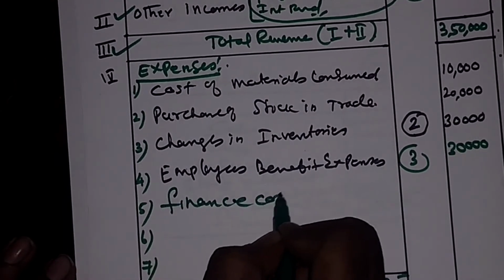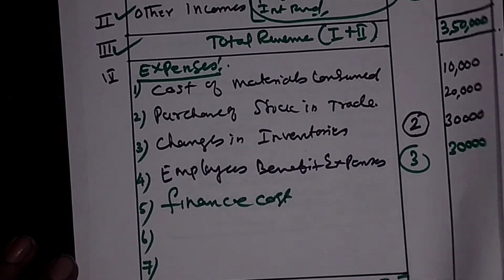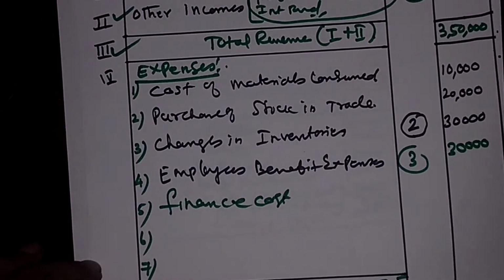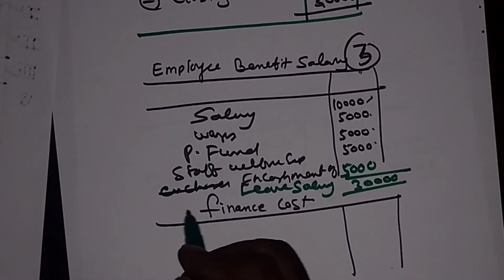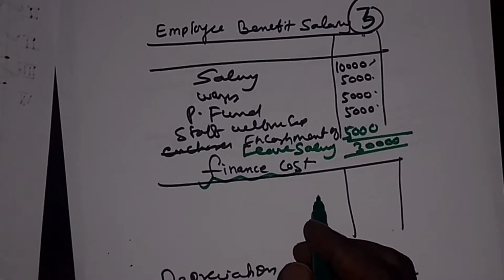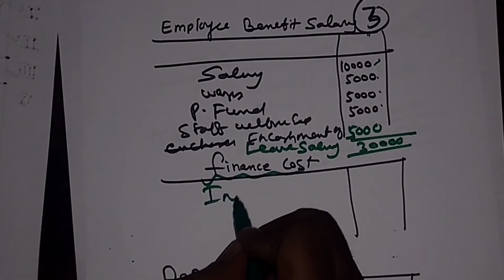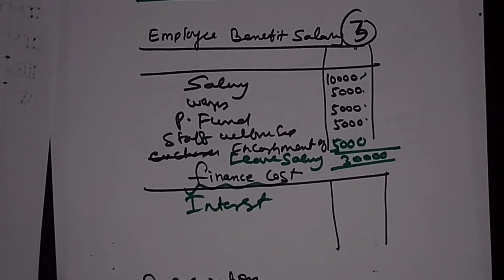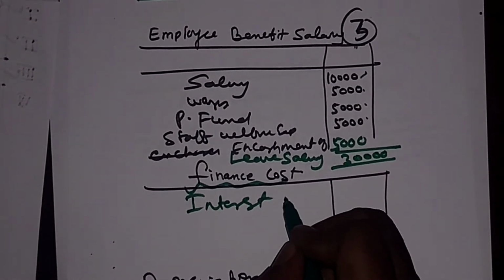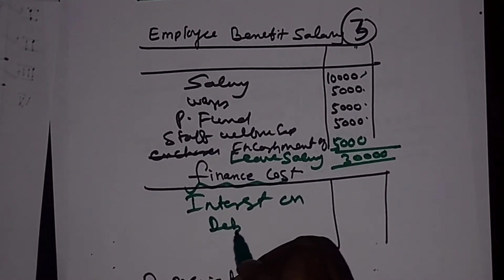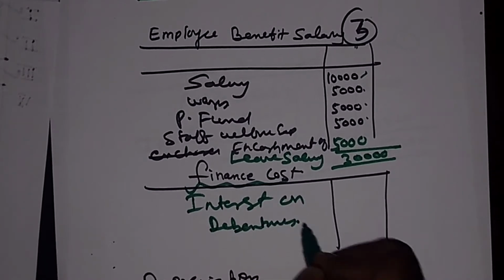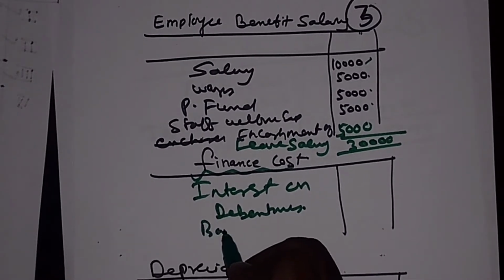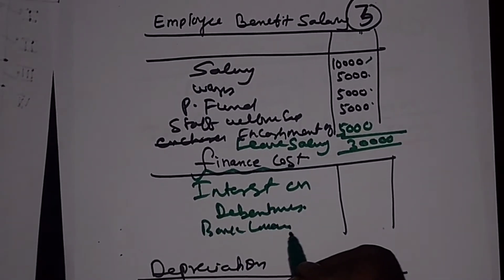Serial number 5, finance cost. What is this finance cost? Let me show it on the back side. You see that finance cost is very simple to understand. Interest. For example, as per this chapter you will get interest on debentures, bank loan or any other loans.